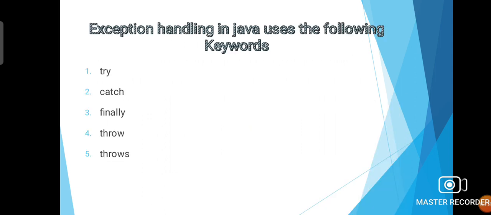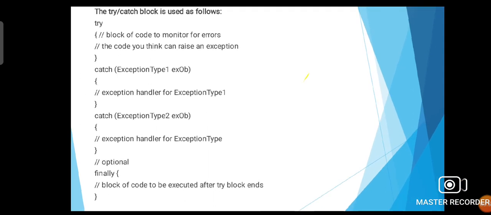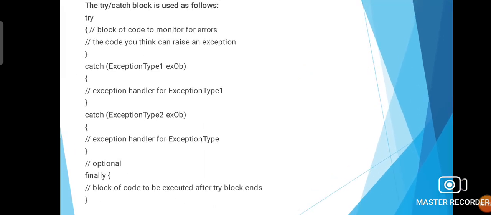Now, exception handling keywords in Java. In Java, when we handle exceptions, there are some procedures. We use some specific keywords with which we handle the exceptions. The keywords are try, catch, finally, throw, throws. Now we can see the basic structure of a Java program that includes the exception handling mechanism.